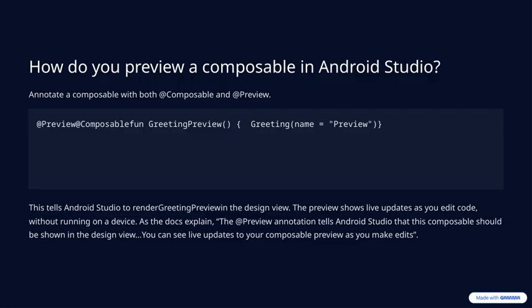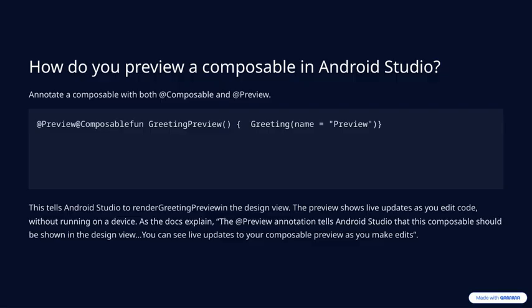What's really helpful here is that the preview updates live as you make changes to your code, so you get immediate visual feedback without needing to run the app on a device or emulator. The official documentation emphasizes that the @Preview annotation is what signals Android Studio to display the composable in the design view. And because of this setup, you can see real-time updates to your UI as you tweak your code, making the development process faster and more iterative. This capability ties into the overall theme of making UI development more efficient and interactive, allowing you to see your changes instantly.